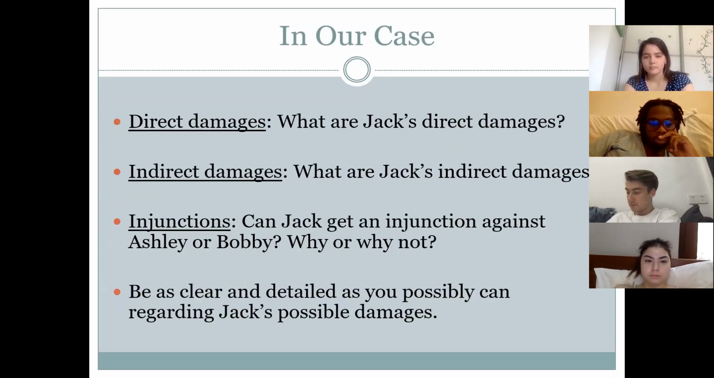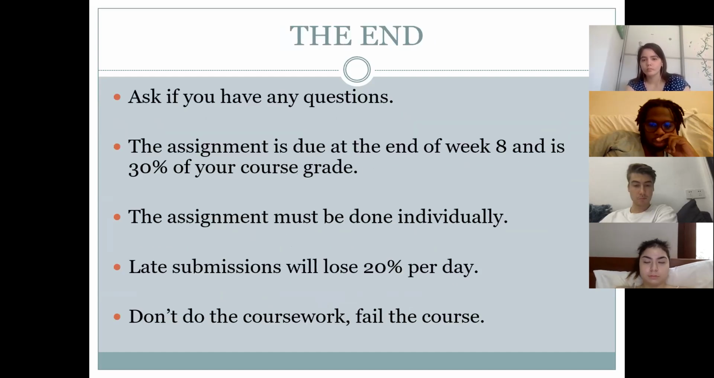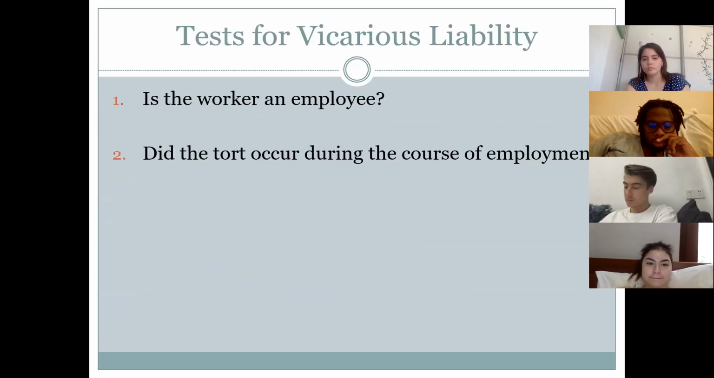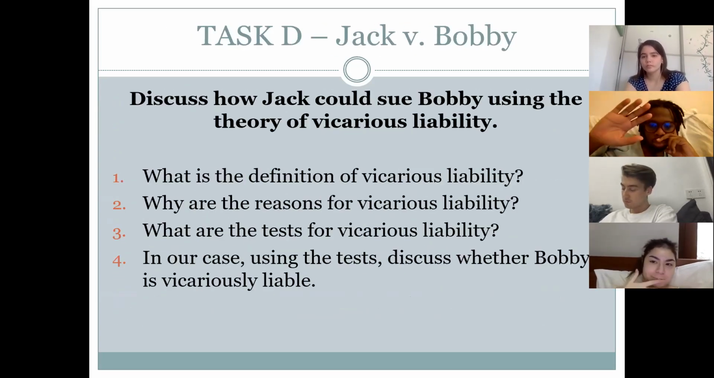And then in our case, are there direct, indirect? Can anybody get an injunction? Be as clear and detailed as you possibly can. Anything you think of that's very creative, a creative damage, whatever, I won't give you them, but any creative things you can think of, you get extra points. Okay. Now, let's do the last one, which is task D.